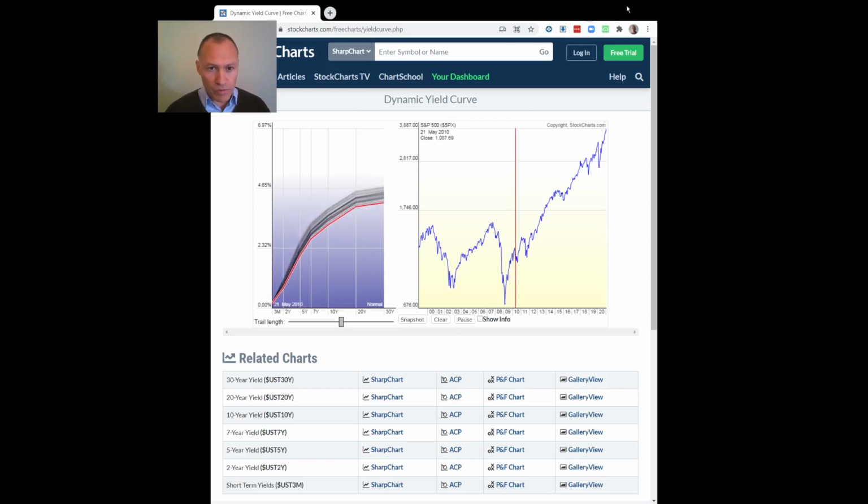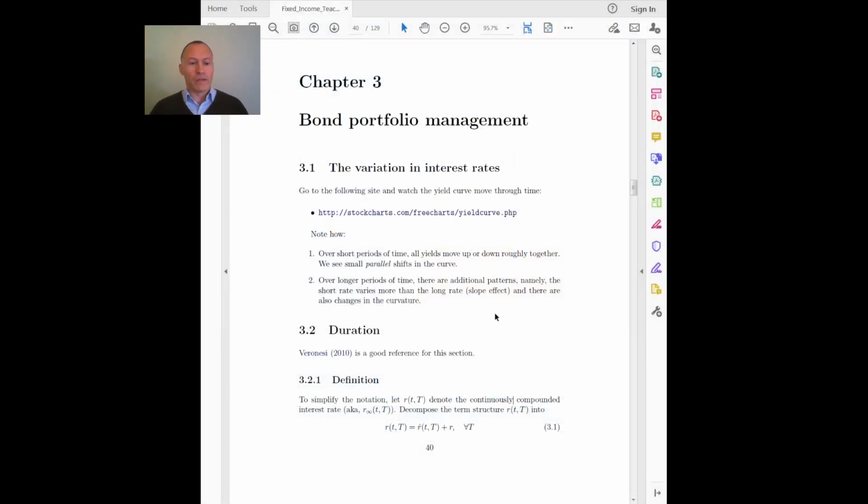So let's move on to the handouts. Again, what we concluded from observing what happens in reality is that over short periods of time, all yield curves move up and down roughly together. In other words, we see these small parallel shifts in the curve. So we want to develop a measure that captures the sensitivity of the bond price to these types of changes in the curve.